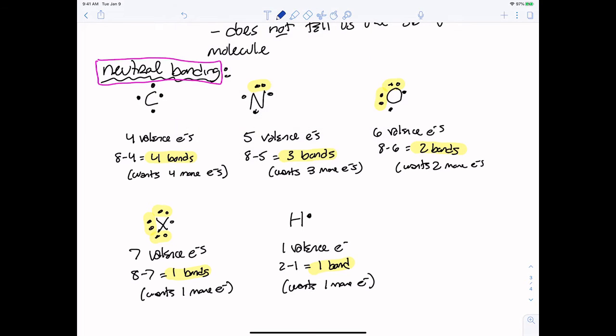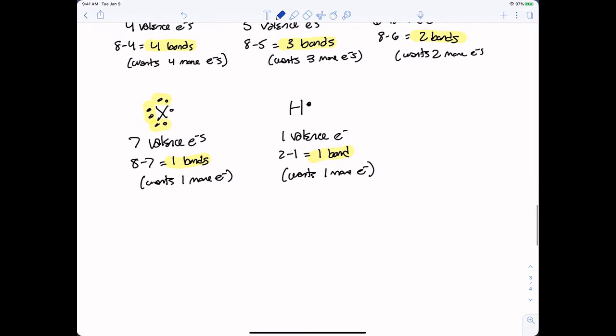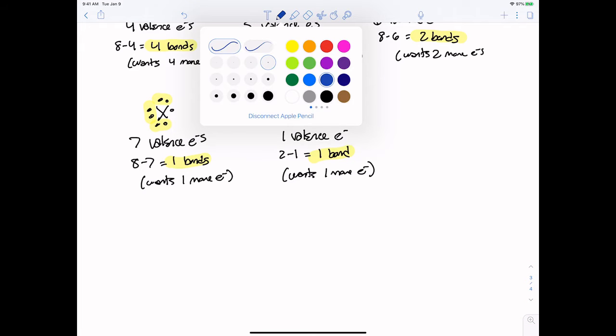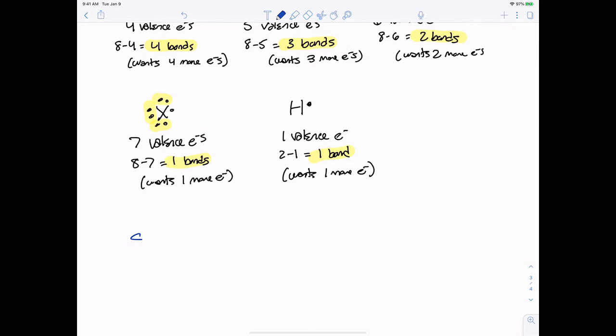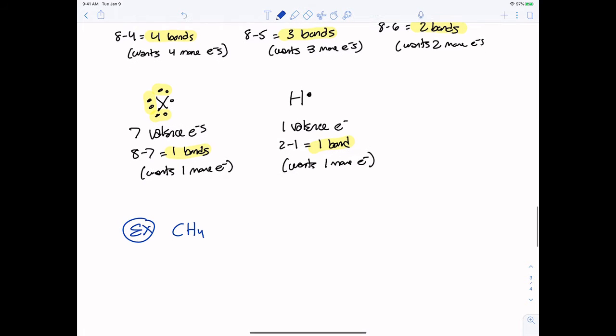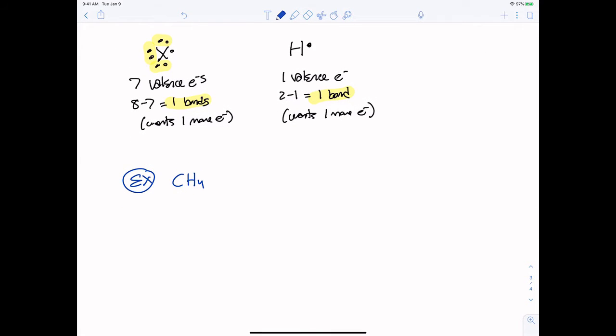So let's do some examples. We'll start out pretty easy. And we'll just do CH4. So you can go through the rules, figure out the total number of valence electrons, and so on. I'm not going to do that. I'm just going to kind of build it. So I know carbon wants 4 bonds, and I know hydrogen can't go in the middle. So carbon has to go in the middle.